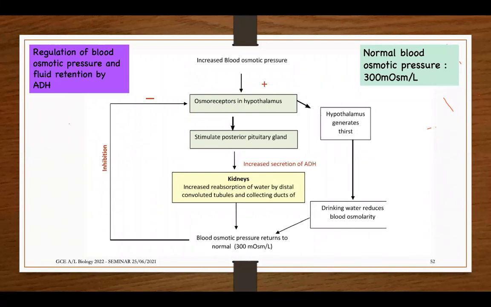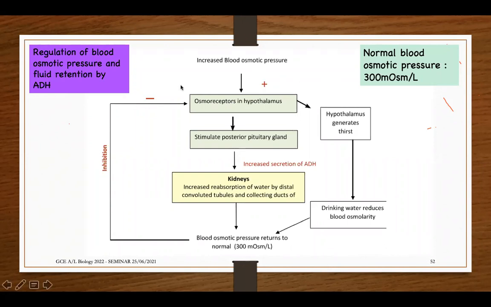hypothalamus is very important to our body. It controls a lot of things. It will do these processes to make you maintain that particular temperature and the osmotic pressure in your body. Okay, so this is what is done by ADH.